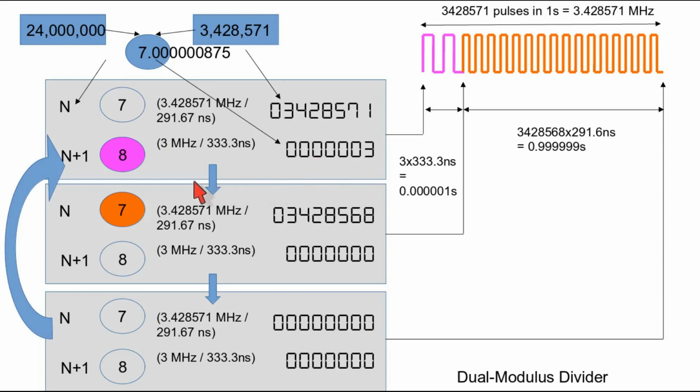In phase 1, the divider therefore switches to the first modulus and uses the n+1 frequency of 3 MHz to decrement both counters and for the output. After just 3 cycles, the n+1 counter reaches 0, and in phase 2, the divider uses the second modulus and 3.428 MHz for another 3.4 million cycles.